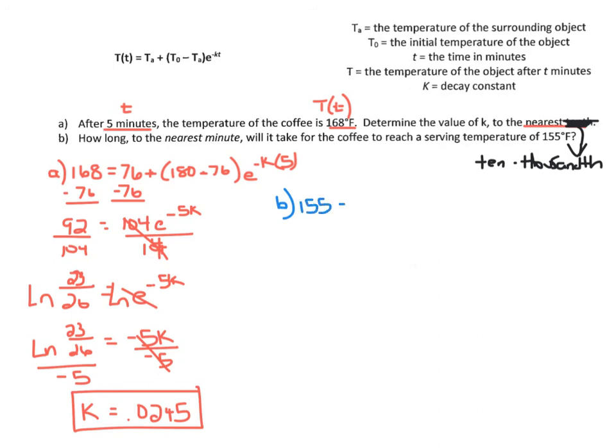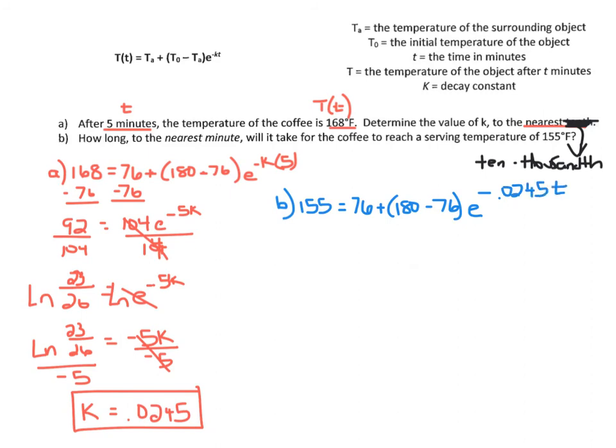Okay, now on the right-hand side of the equation, the T sub A is still 76, right? That's the temperature of the surroundings. The initial temperature was 180, the surroundings, again, 76. And now we know the k. The k we found down here to be 0.0245, so let's plug that in for k. And now we're just going to solve this for t.